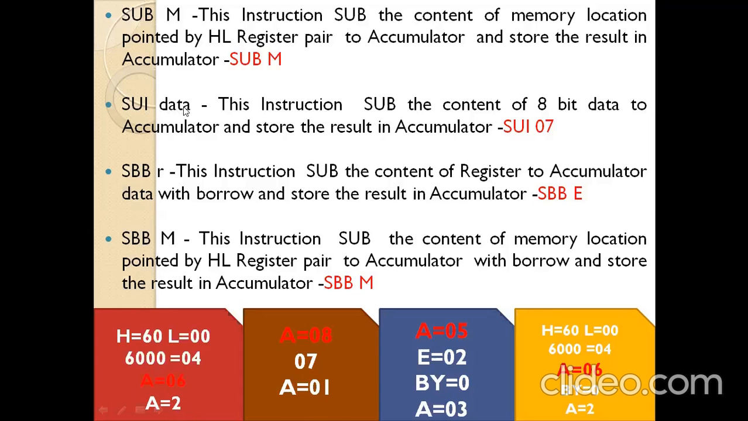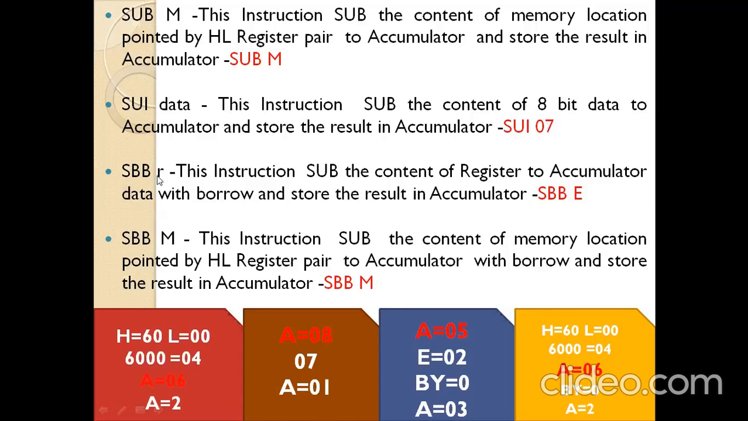SUI data. So that is an example, SUI 07. The A value is 08. The data value is 7. So A minus 7 is equal to 1, that is, 8 minus 7 is equal to 1. SUI 07 means 07 is the data. Immediately it will subtract from the accumulator, and the result will be stored in the accumulator.